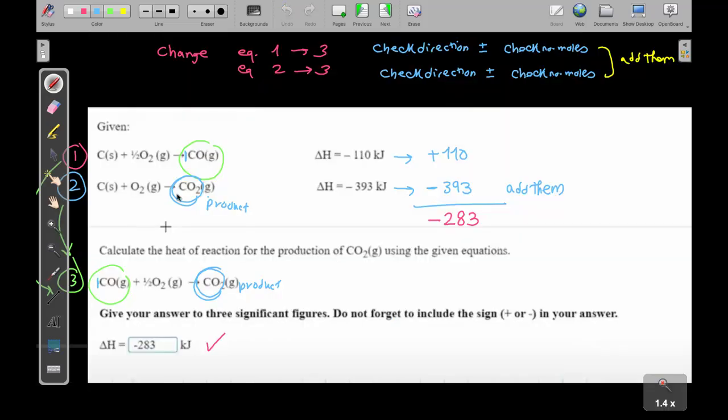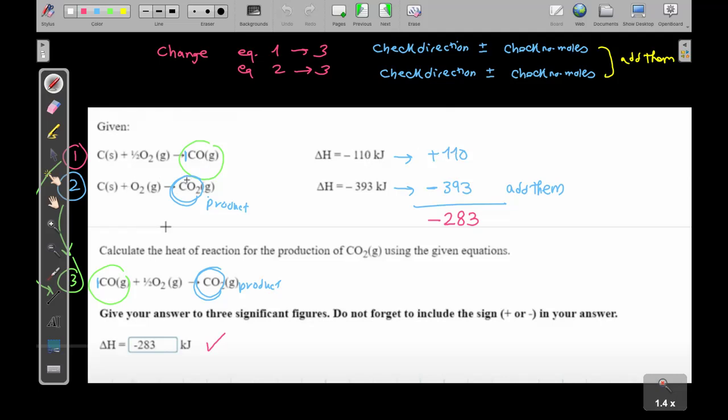The next question is a little bit easier one. This is equation number 1 and equation number 2. I can see that in equation number 1, the carbon monoxide is here on the right side, but here on the left side. This means that I have to reverse the value. But the number of moles is still the same. There is 1 mole and 1 mole. So don't do anything, multiply or division. This is changed only from minus into plus 110.